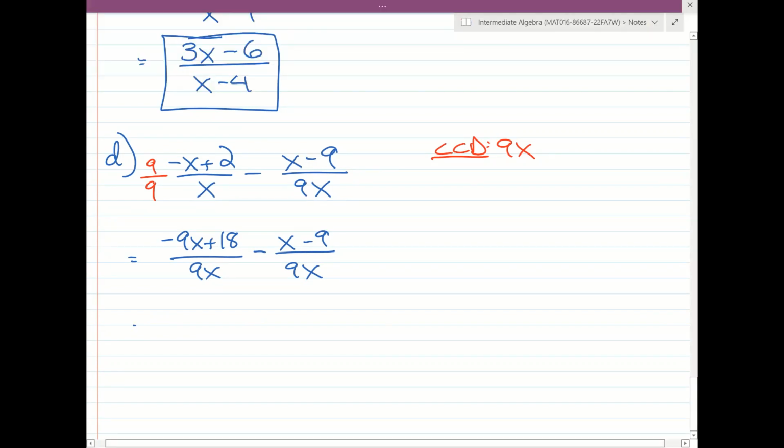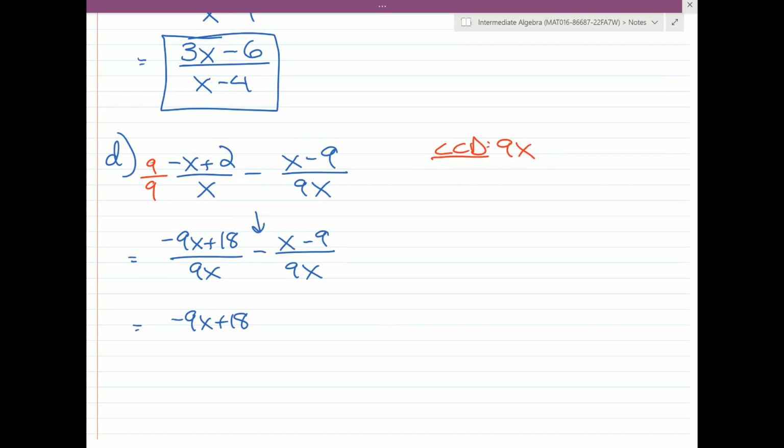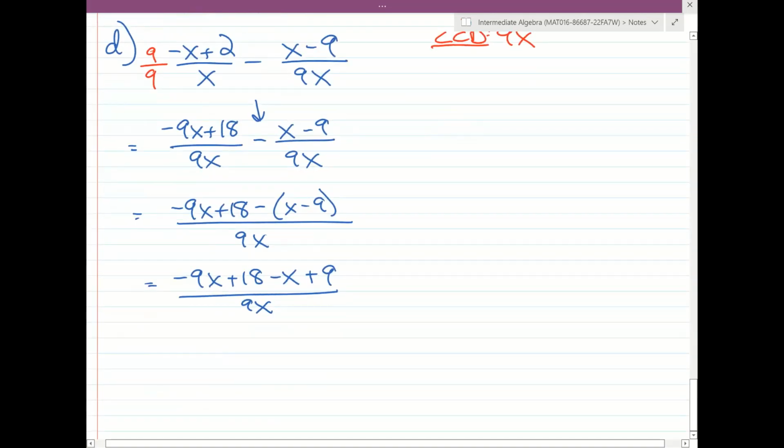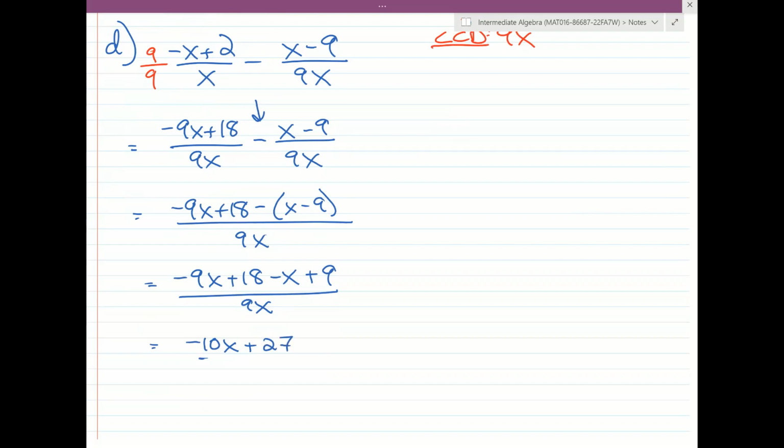We can go ahead and combine these. This will just be negative 9x plus 18. But whenever you have subtraction, we have to make sure we put this in parentheses. And then simplify. So negative 9x plus 18 minus x plus 9, all divided by 9x. Which gives us negative 10x plus 27 over 9x is our final answer.